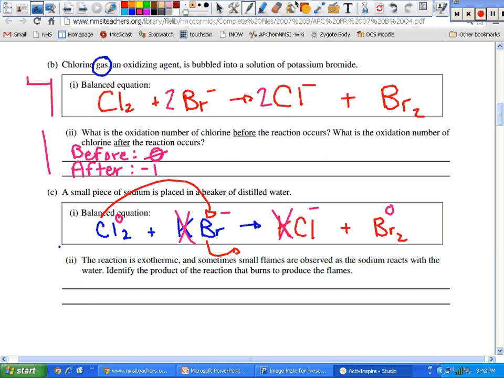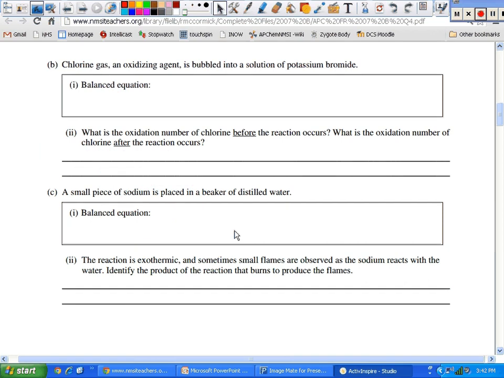Right. So let's look at the last one. A small piece of sodium. Here's the key word. Small piece. Since it is a small piece, it's a what? It's a solid. It's placed in a beaker of distilled water. So what are you going to add to it? H2O. Now, have any of you ever done this before? Very good, Lane. It's going to make NaOH.